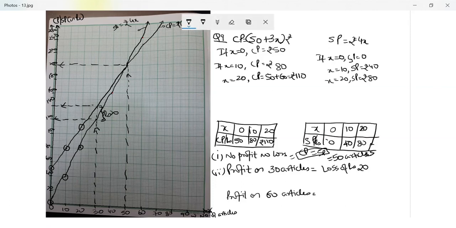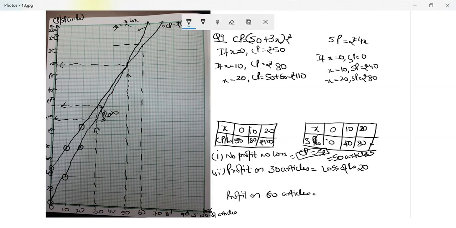Profit on 60 articles. Let's look at 60 articles, and now I will draw a dotted line from 60 articles, which I have plotted on the x-axis, onto both the selling price and the cost price. Now let's see if I have a profit. The first line that I touch is the cost price line, so which means I am having a profit.